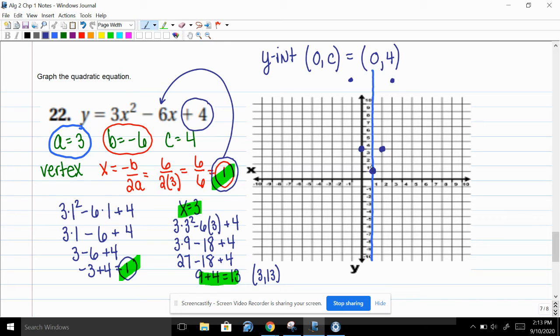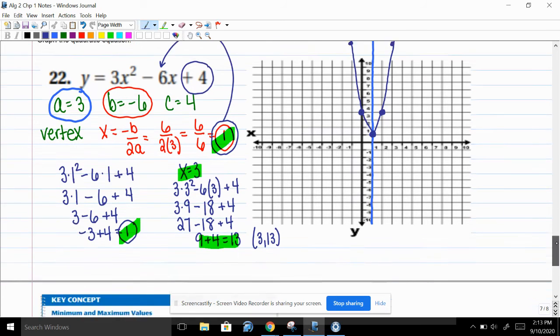Okay. And then last but not least, guys, you draw your parabola. As I said earlier, it's opening up because a is positive, and it's skinny because a is greater than 1. Okay, so there's our final product.